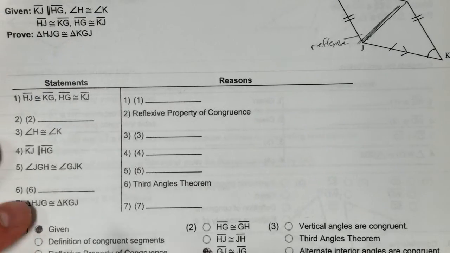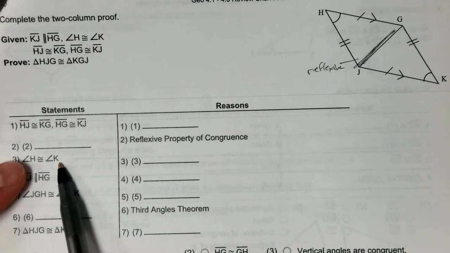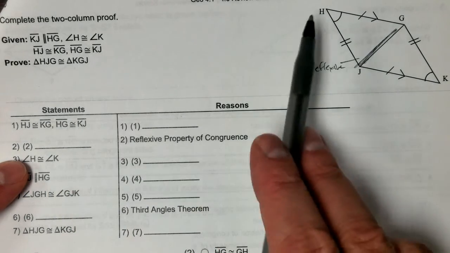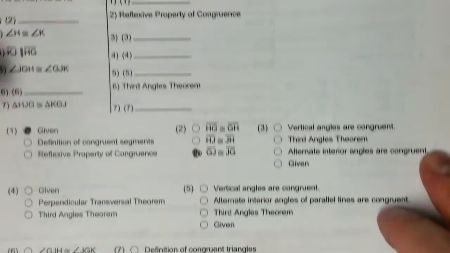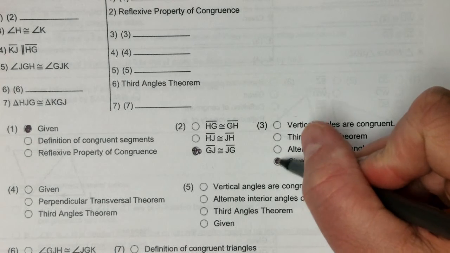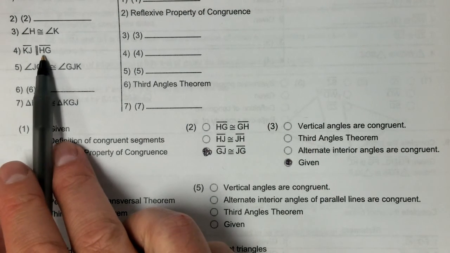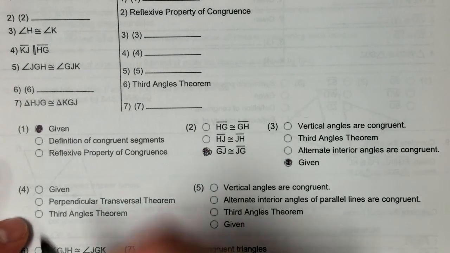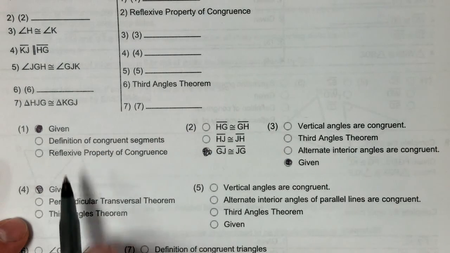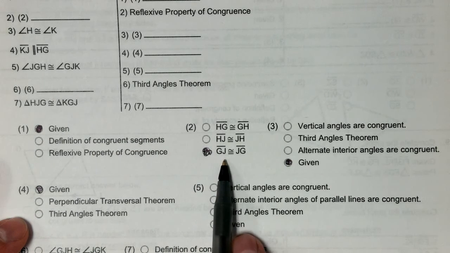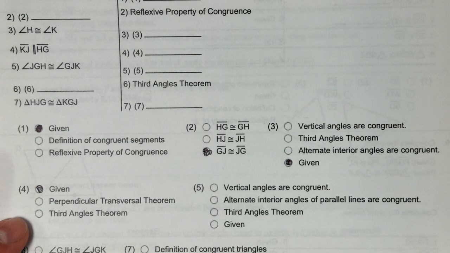Okay, then the next one says angle H congruent to angle K, which is part of our given part, and it's marked. So you're going to get given for that. And the next one's talking about the parallel lines, which were also given. So we've got given, then the GJ one, and then given, given. Okay, so there's your first four.